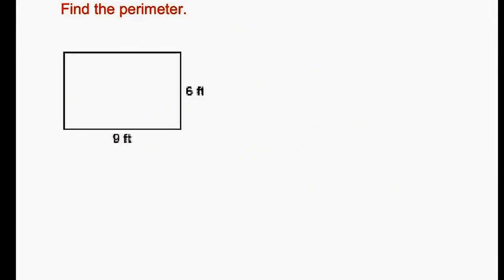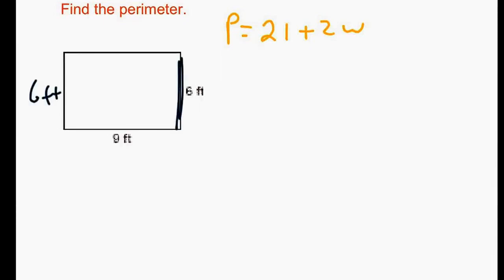Alright, now perimeter of a rectangle. Perimeter of a rectangle actually has a formula that we use. Perimeter equals 2 times the length plus 2 times the width. And we remember that if this side is 6 feet, this side is also 6 feet. If this is 9 feet, then this is 9 feet over here.